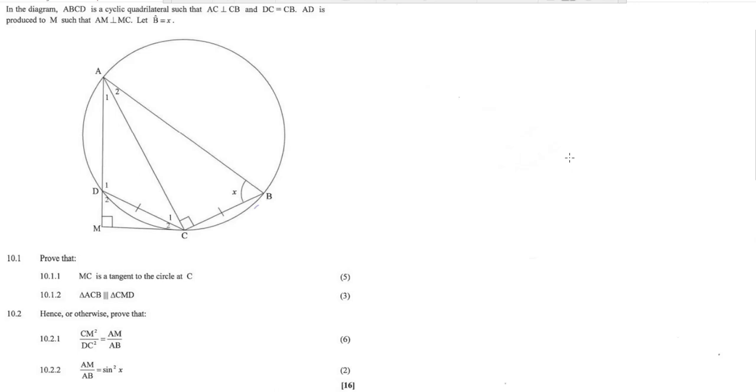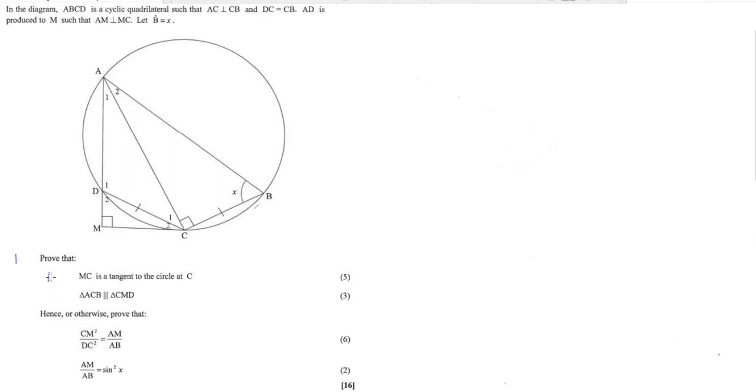Okay, so we need to prove that the tangent here, okay? We have to prove the first question. Sorry, I just want to take this off, because this was question 10. Let me remove this, and I will write here question 1, okay?